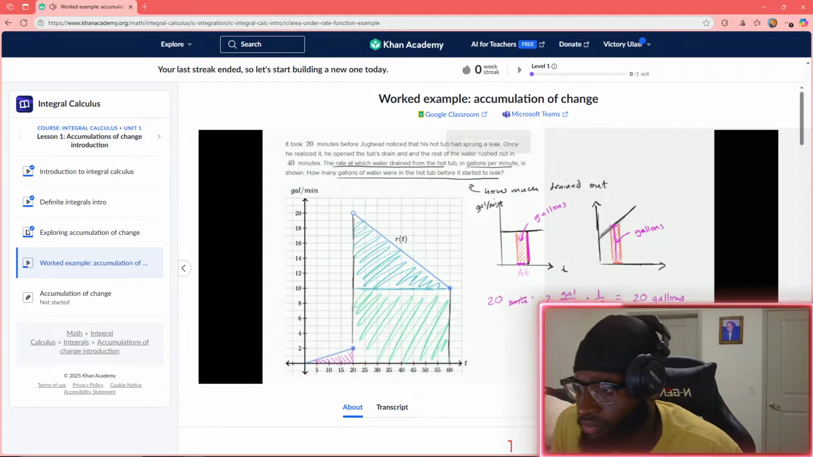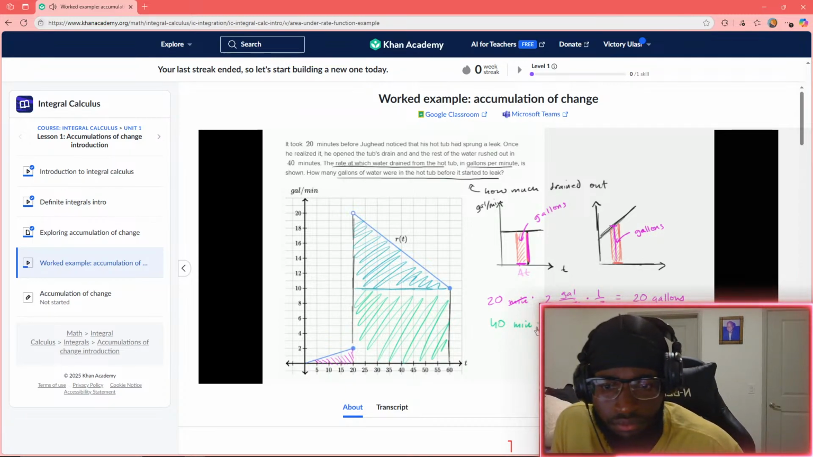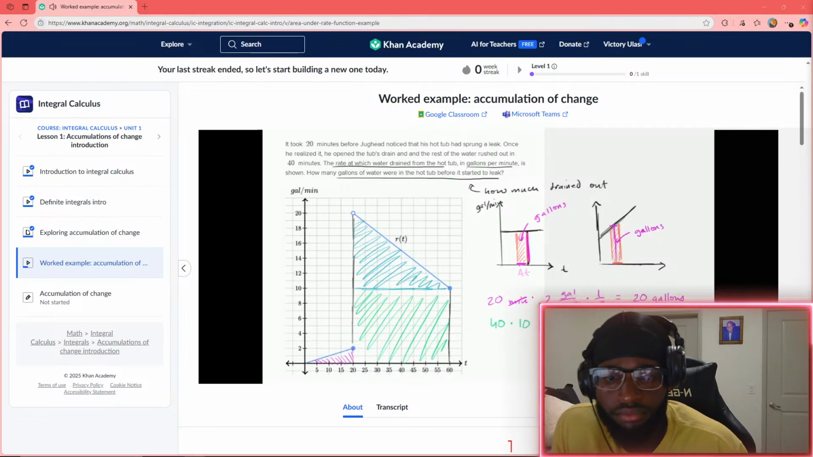Minutes. And then this green area is going to be 40 minutes, 40 minutes times 10 gallons per minute. Actually, since I'm breaking it up in this strange way, I'll just figure out this area in a unitless way. So 40 times 10, which is equal to 400.